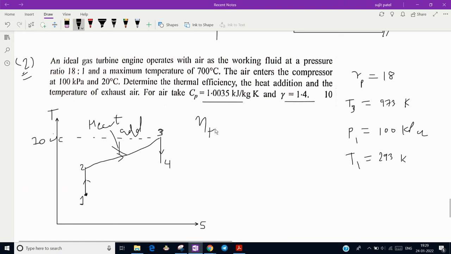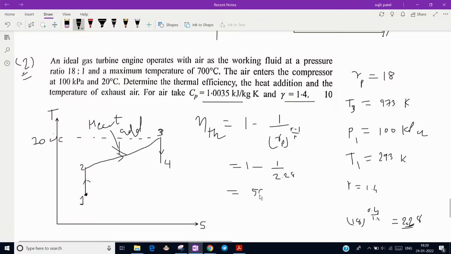So first of all, we will find the thermal efficiency. The Brayton cycle thermal efficiency is given by 1 minus 1 upon the pressure ratio power gamma minus 1 upon gamma. Gamma is 1.4. So when you put all these values, you will get 18 power 0.4 divided by 1.4, which is 2.28. Here I'm finding 2.28 separately because we have to use this value frequently. So put this value: 1 minus 1 upon 2.28. So the thermal efficiency will be 56.21%. This is the first thing that we have to find.